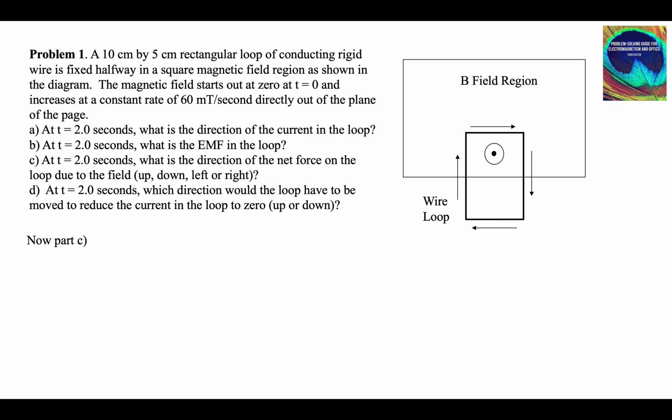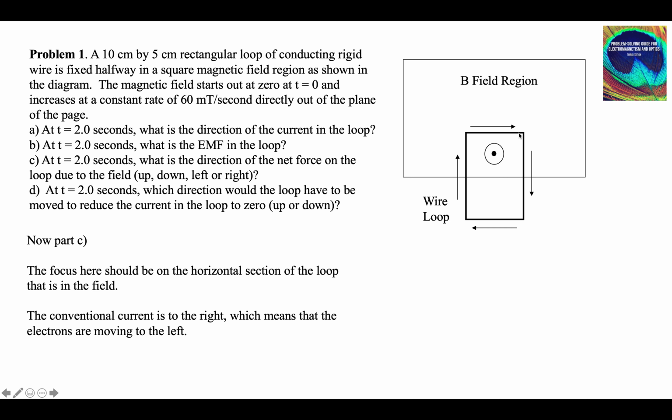Part C asks for the direction of the net force on the loop. We should only focus on this horizontal section. There's force on the two side pieces that are in the field, but those forces are going to cancel. All we need is the force on this top section that's in the field. The current is to the right, which means that the electrons are moving to the left. So the velocity is to the left. The magnetic field is out of the page.